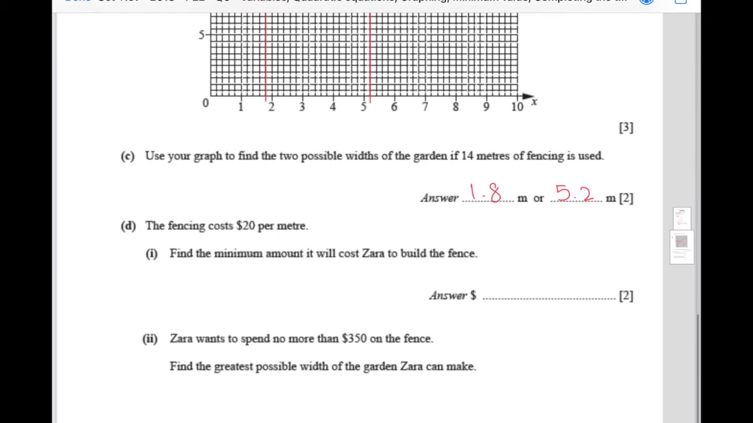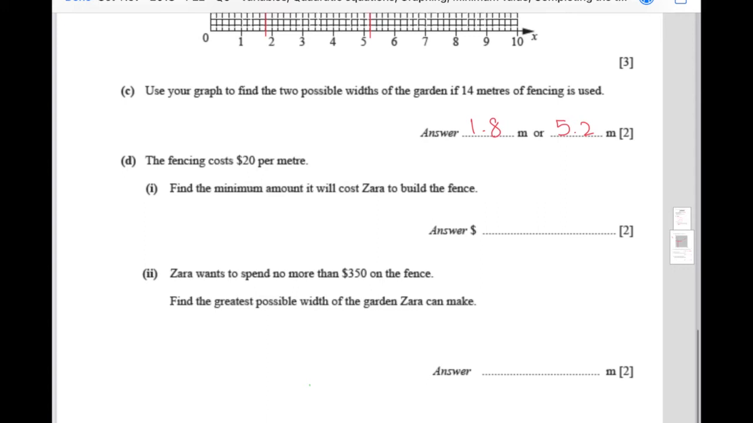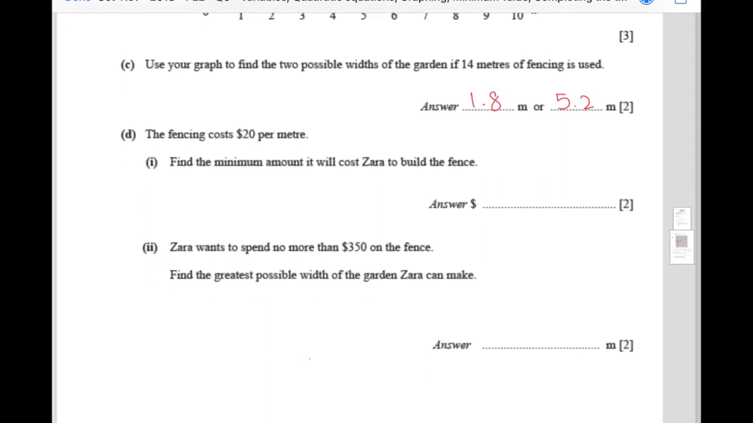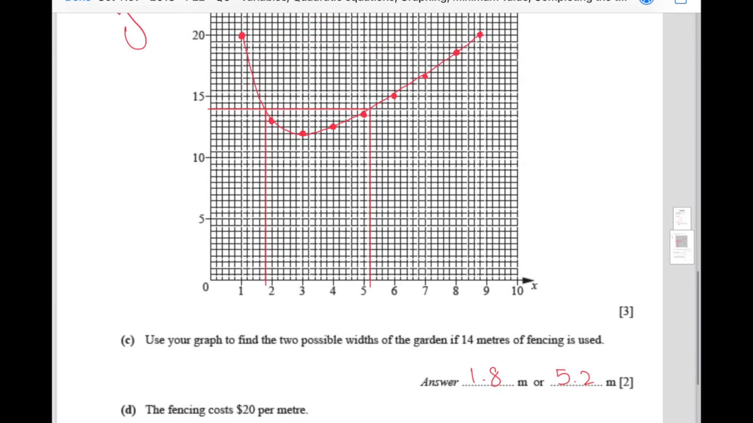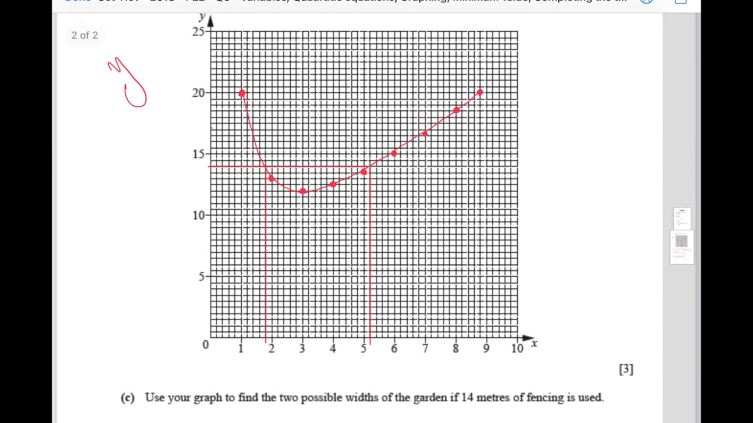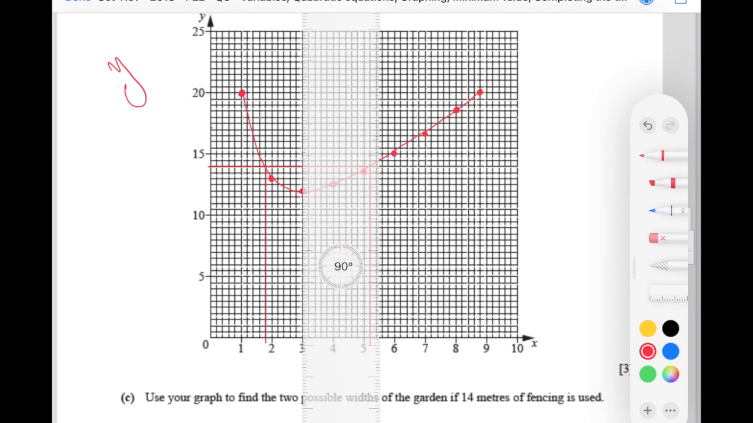Okay, the next part says the fencing costs $20 per meter. Find the minimum amount it will cost Zara to build the fence. In order to find the minimum amount, that means that y is being multiplied by 20 and you'll get the final answer. The minimum amount of fencing that Zara would have to pay is actually at the lowest point of this graph, which is right here.